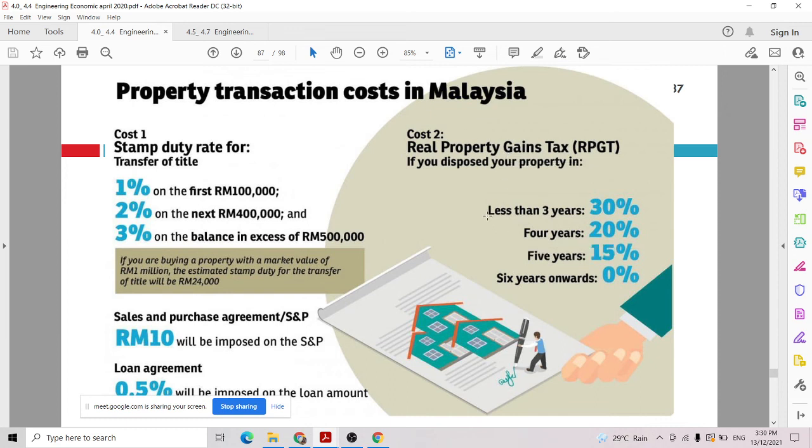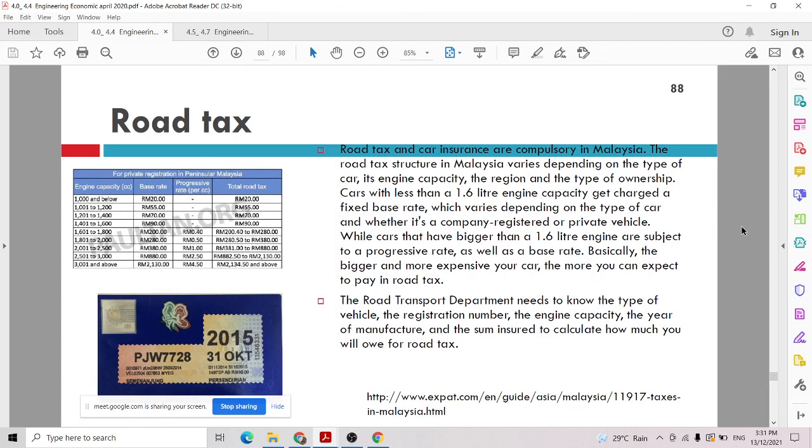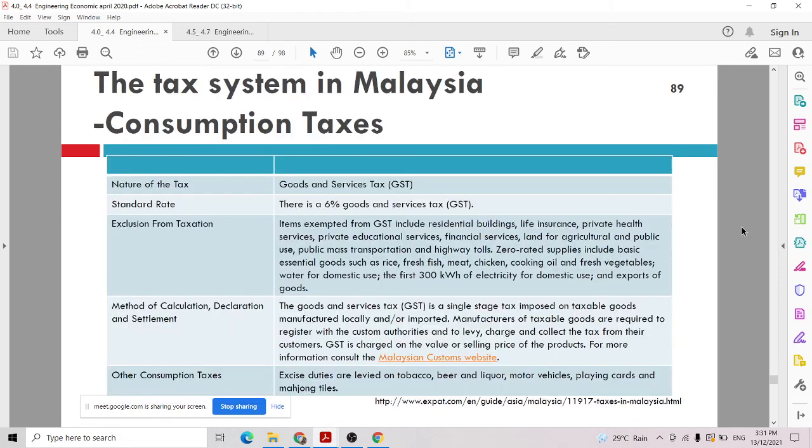If you sell within 3 years, you need to pay up to 30% tax to the government. Up to 5 years is about 15%. For example, if you bought your house in 2020 and decided to sell in 2025, the tax is about 15%. If you sell your house in 2026, you don't have to pay any tax. That is what we call RPGT. Road tax, of course, everyone pays. This is an example.